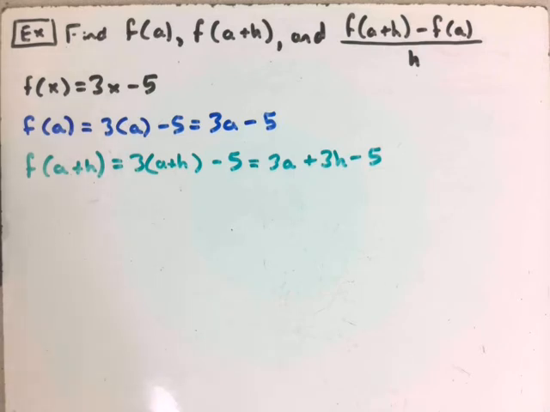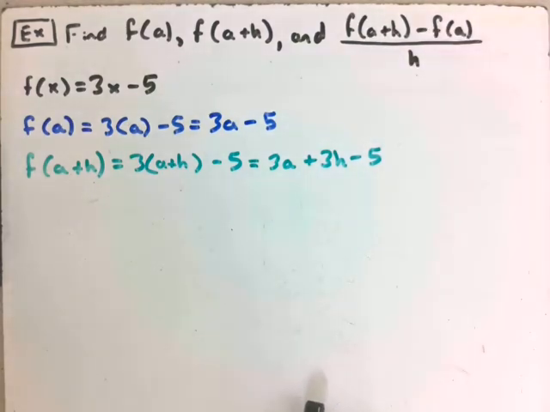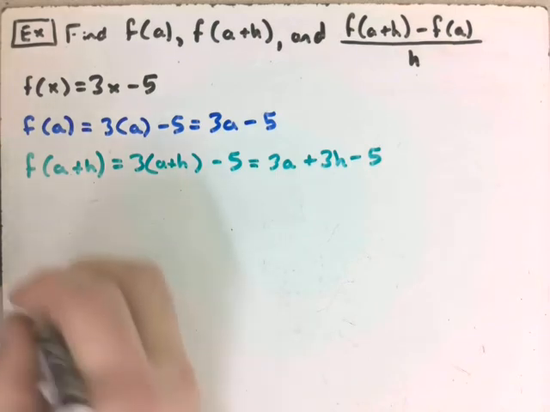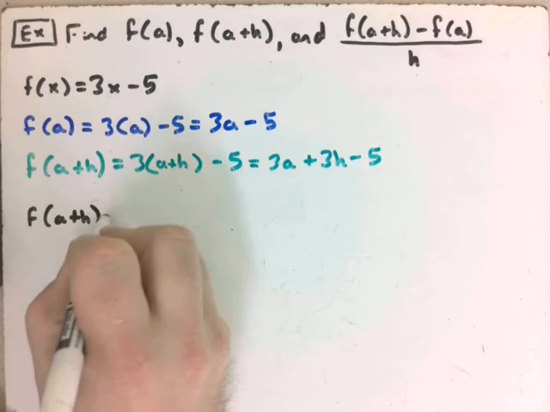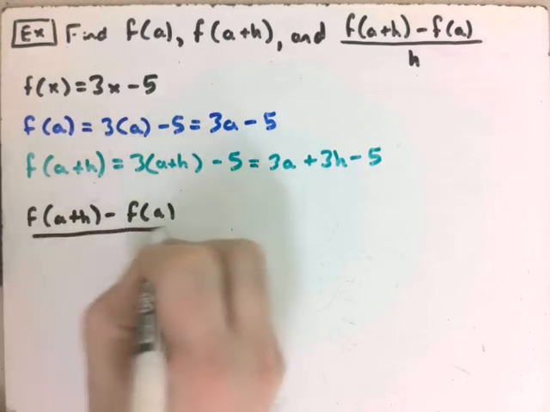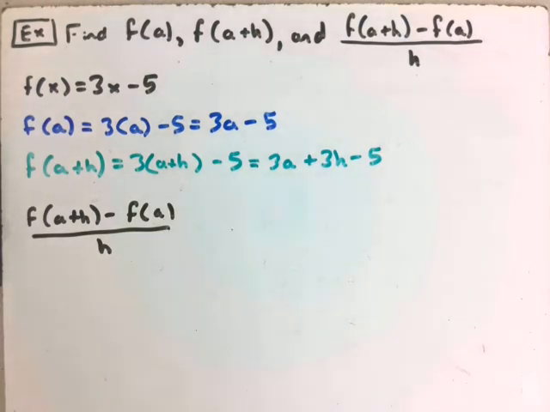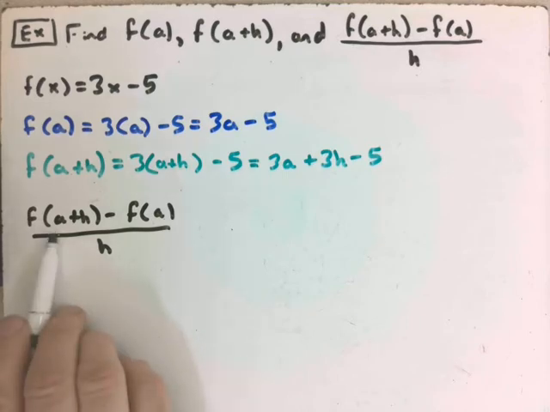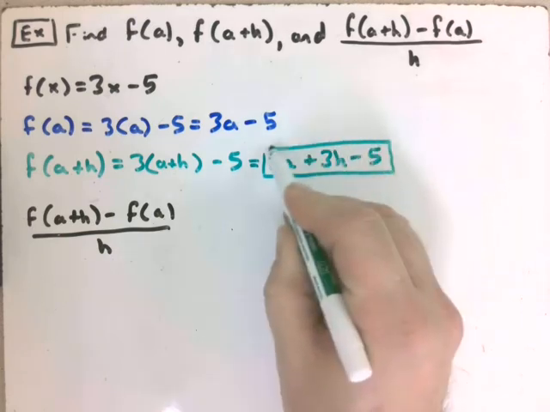The last calculation we need to make is f of a plus h minus f of a, all of that over h. To do this final calculation, there are two parts on the top. There is f of a plus h, and we just calculated that. This is f of a plus h.